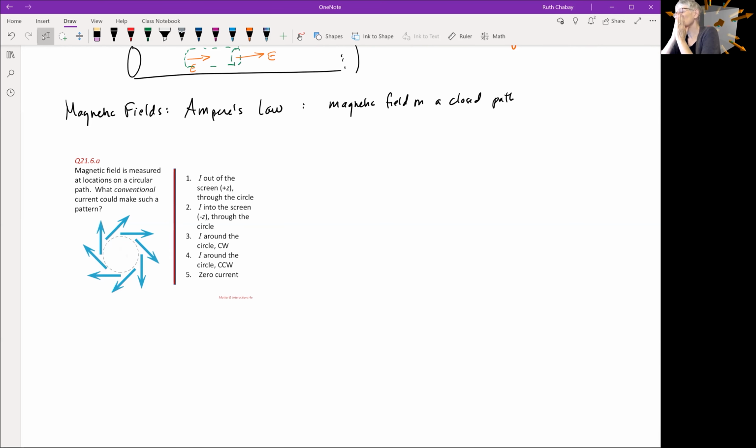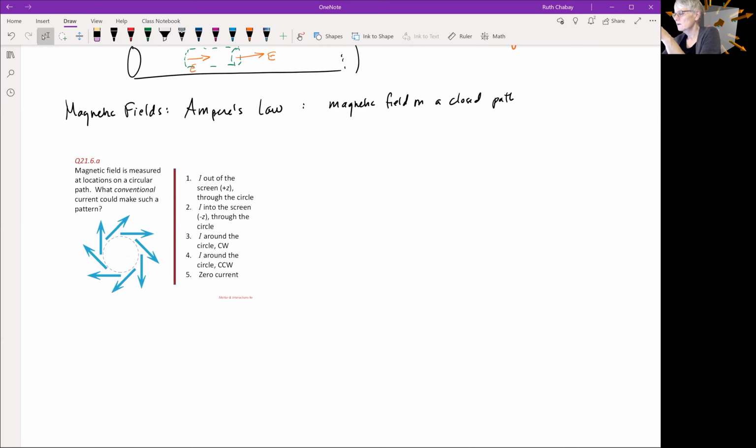What pattern of conventional current could make that pattern of magnetic field? So the choices are a current out of the screen, through the circle, a current into the screen, through the circle, a current going around the circle clockwise, a current going around the circle counterclockwise, or zero current.